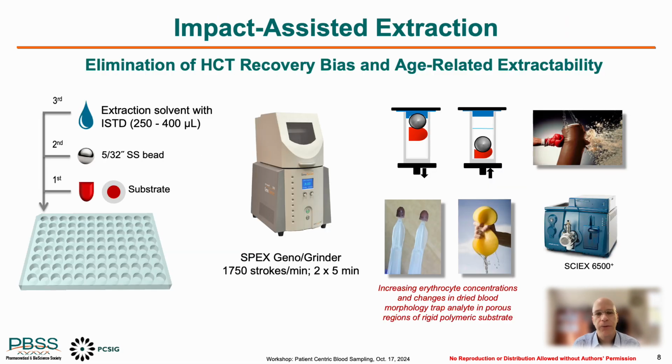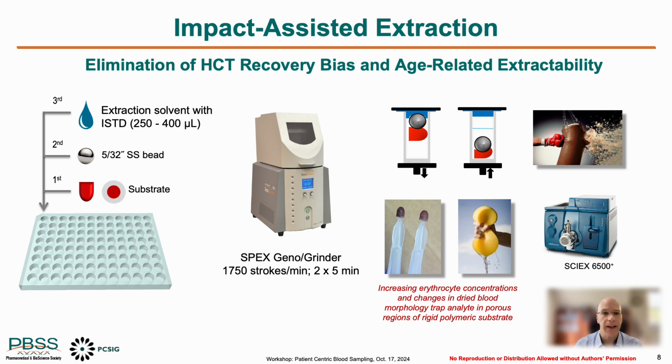Now, in terms of sample preparation to determine recovery under each of the conditions in the experimental strategy, as mentioned, experience has taught that a technique which eliminates hematocrit recovery bias also eliminates age-related extractability. And this has been borne out by the successful implementation of impact-assisted extraction on over 15 validated assays, all without ISR failure. And here's how impact-assisted extraction works.